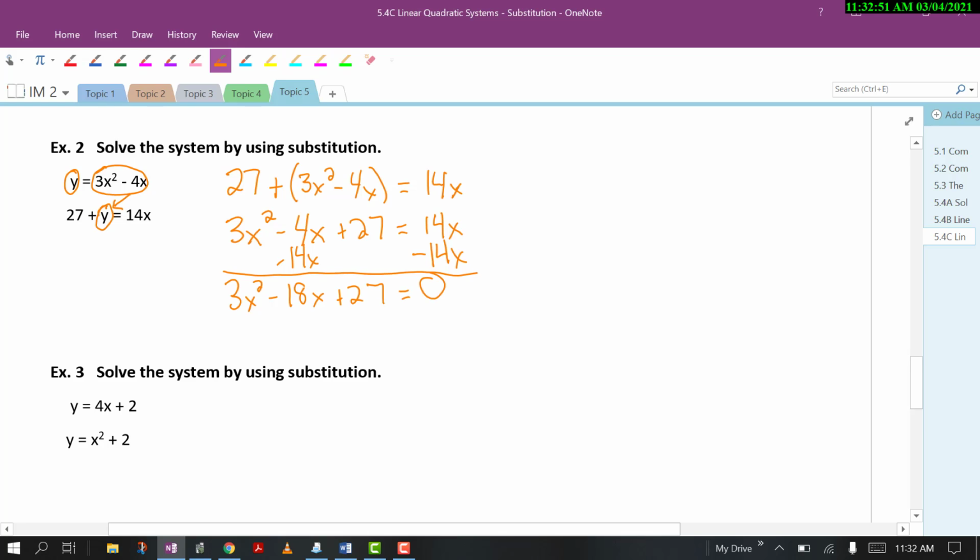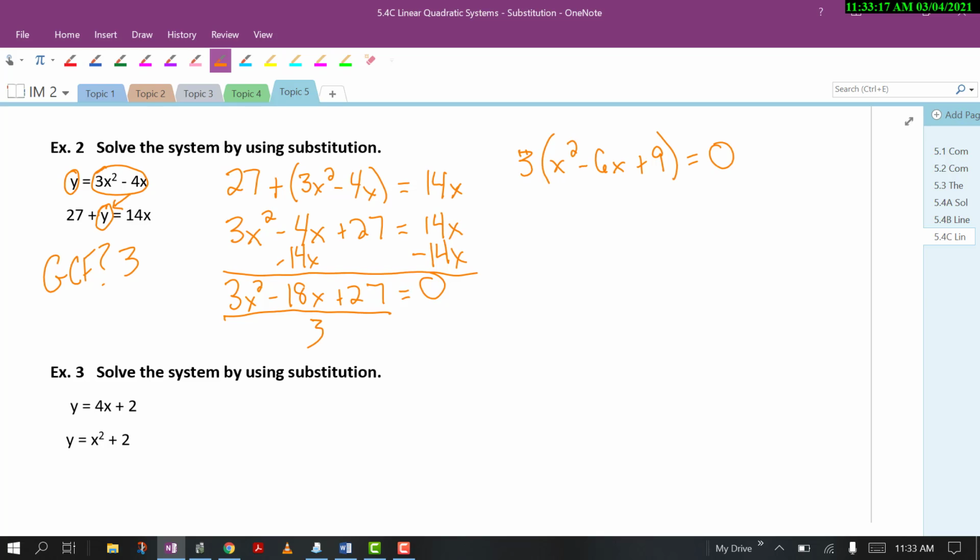So perhaps we can factor this. We don't know. Is there a greatest common factor? Yeah, 3. So we're going to divide all 3 terms by 3. And when we do that, we're left with x squared minus 6x plus 9 equals 0. So 3 times (x squared minus 6x plus 9) equals 0.